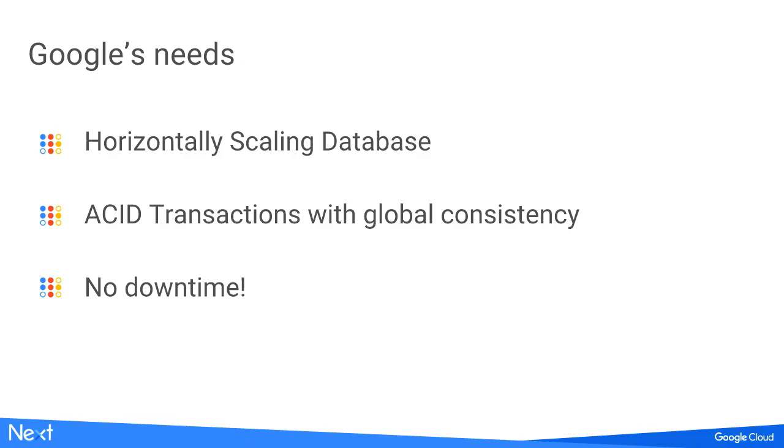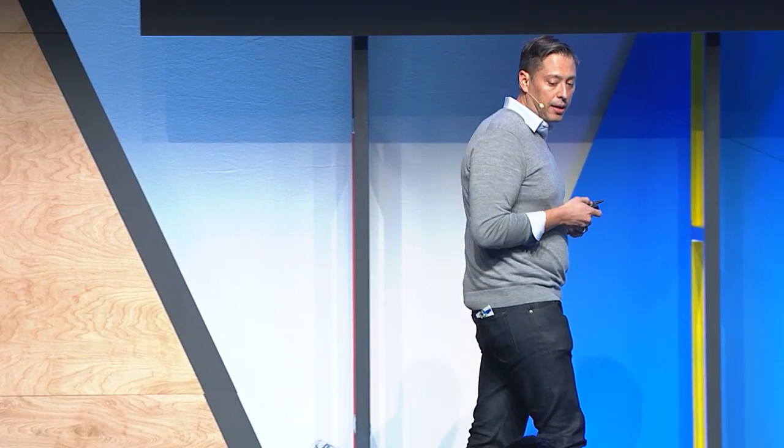So as we were looking at the requirements for the AdWords system, what were the things that Google needed? Google needed a horizontally scalable database. We had lots of customers. We were growing quickly. We had gone from a $10 million a year business to over a $1 billion a year business, and we needed to support that scale. So we needed the horizontal scalability.